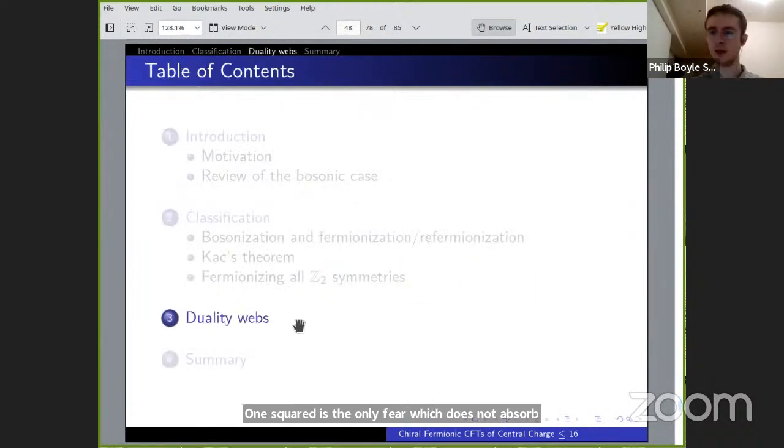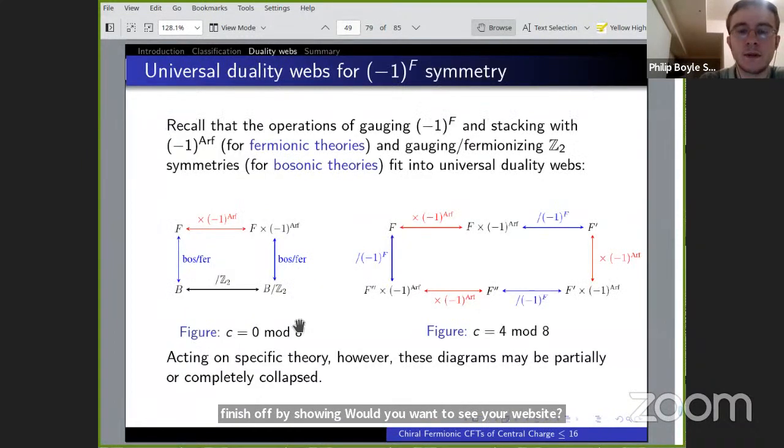Very good. So I'd like to finish off. I thought it would be cool to finish off by showing the duality webs under the various symmetries for c a multiple of 4.